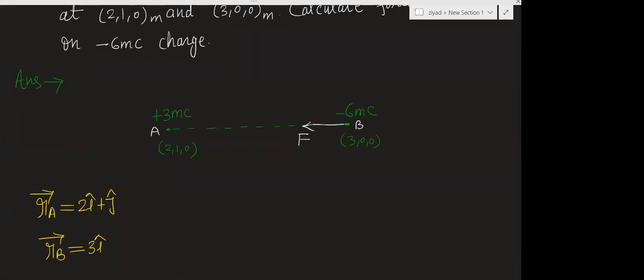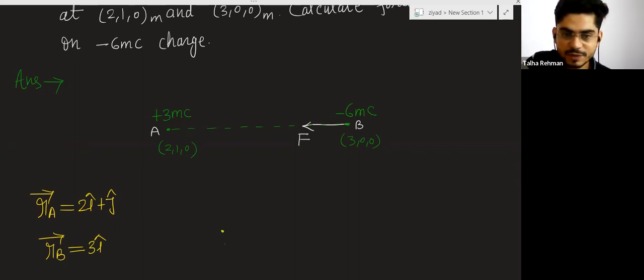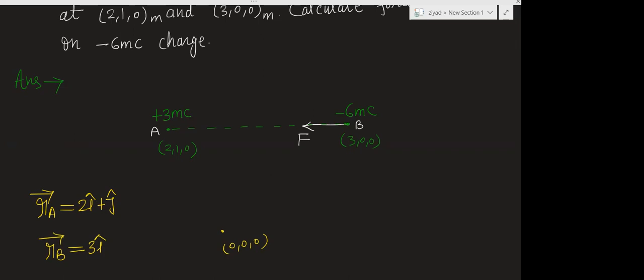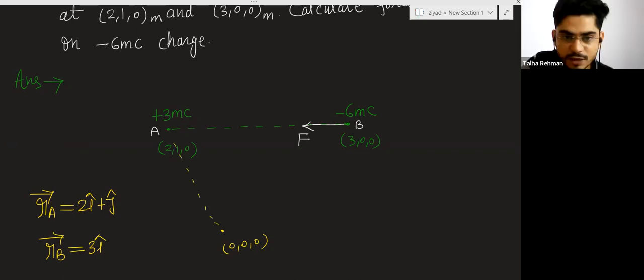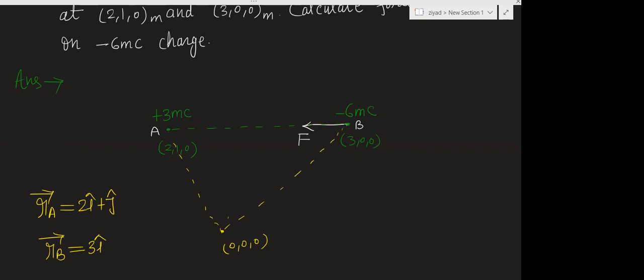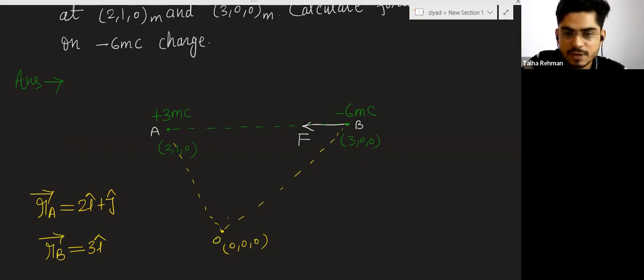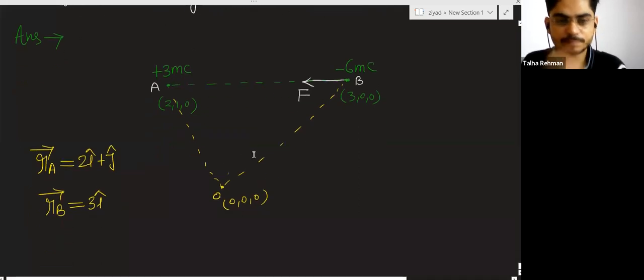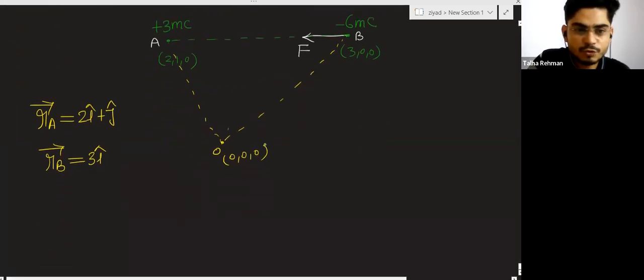Why am I doing this? I am supposing the origin somewhere here, and subtracting: 2 minus 0 i cap, 1 minus 0 j cap, 0 minus 0, so there is no k cap. That is how I am writing the position vector with respect to the origin. For RB, 3 minus 0 i cap, and everything else is 0. Now if I want to find the vector, I can write RA minus RB.